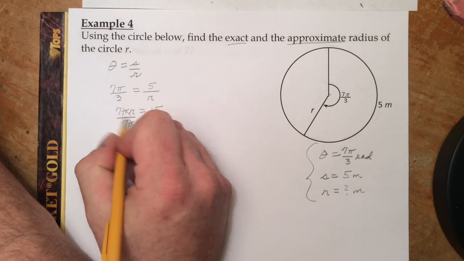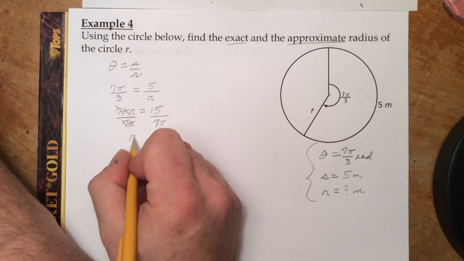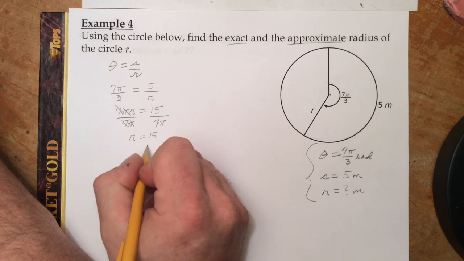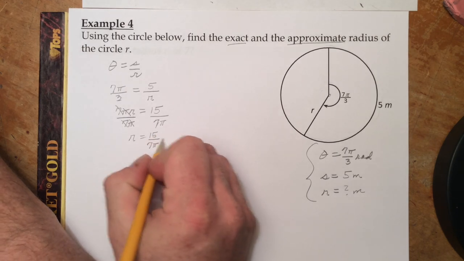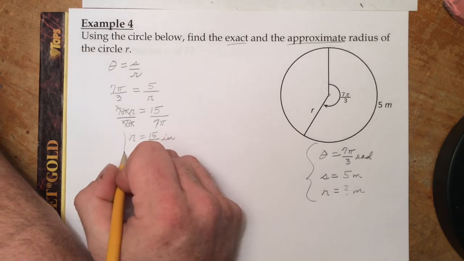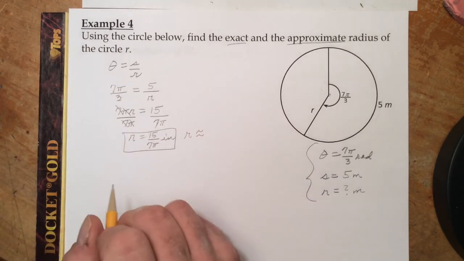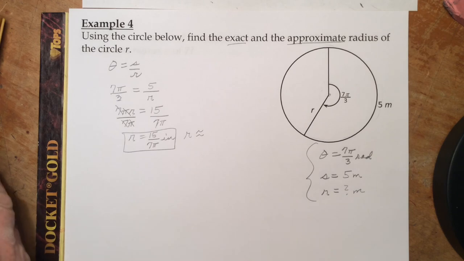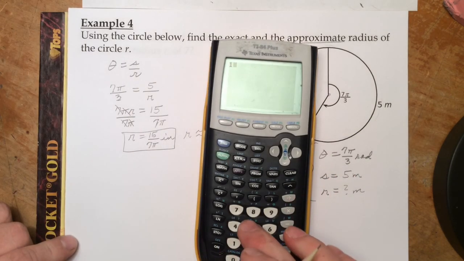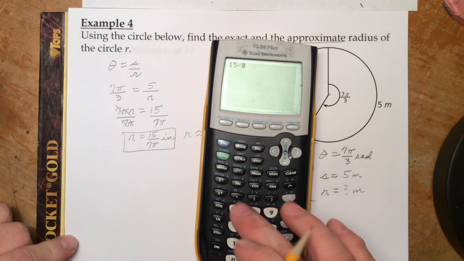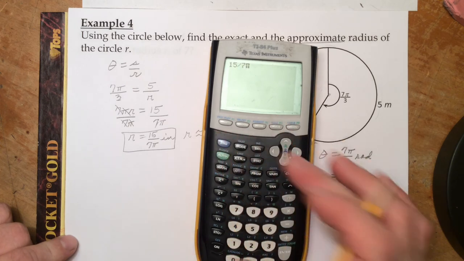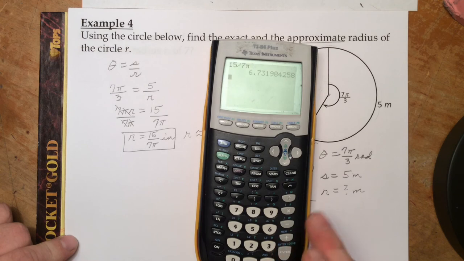And the pi's divide out, and the 7's divide out, and R is 15 over 7 pi inches. That's your exact answer. But then we also want the approximation. We're going to round to the nearest tenth like we did on the last one. In your calculator, put in 15, divide by 7, and then second function pi, enter.